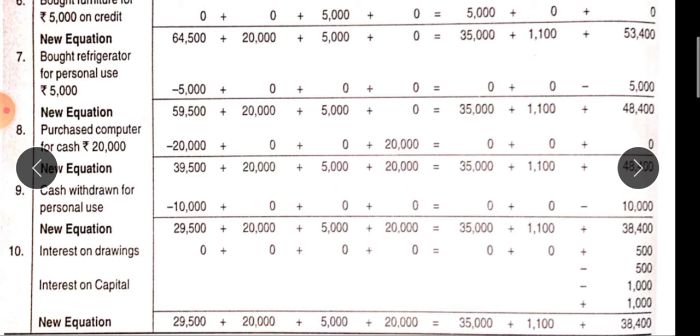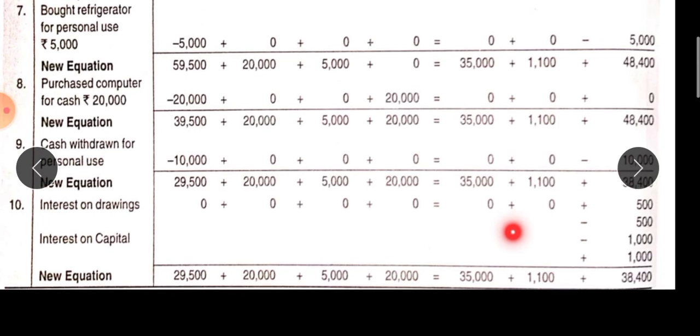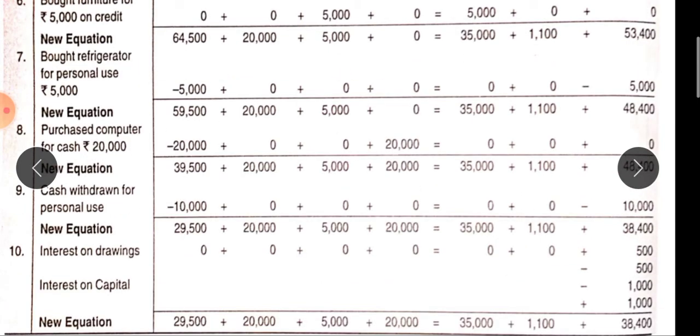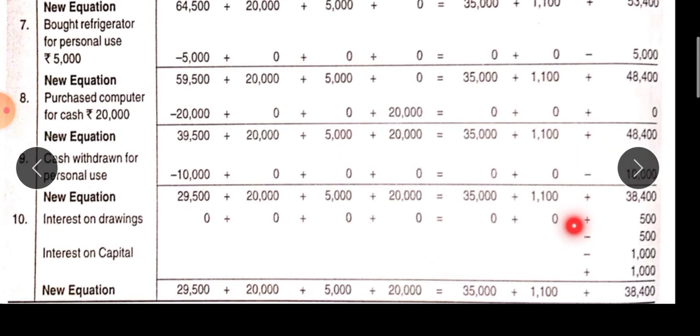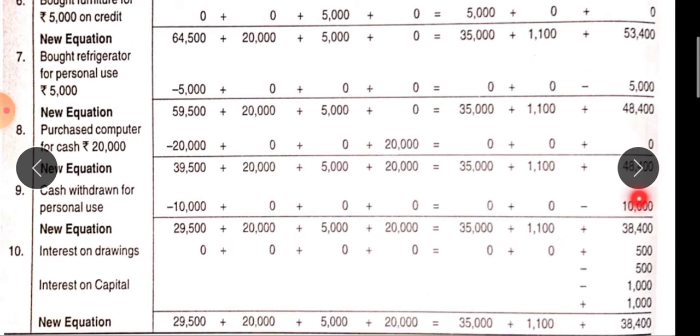See, there is one more withdrawal, cash withdrawal for personal use, 10,000 rupees. So cash will be deducted, 39,500 minus 10,000, it will be 29,500. And the second effect will be on capital. So capital 48,400 minus 10,000, it will become 38,400. Okay, now see, this is the last transaction.